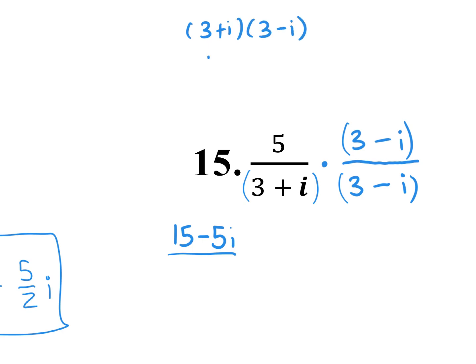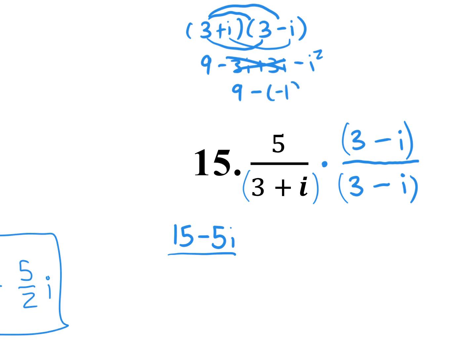So I will FOIL this one, but in the future, when you are multiplying something by its conjugate, watch what happens when you FOIL. So I did first. Whenever you FOIL something times its conjugate, the outer and the inner are going to cancel out. So you really just have to do first and last together. All right, so 9 minus negative 1 is 10. So the denominator becomes 10.